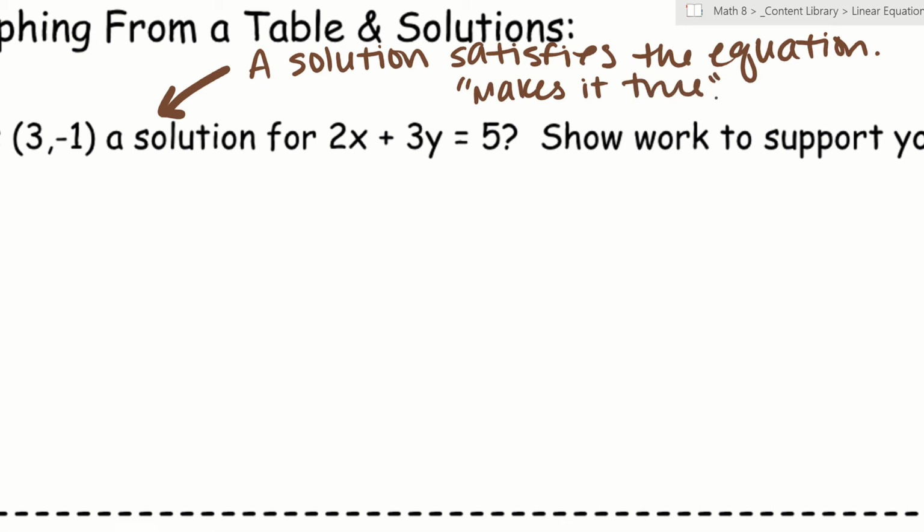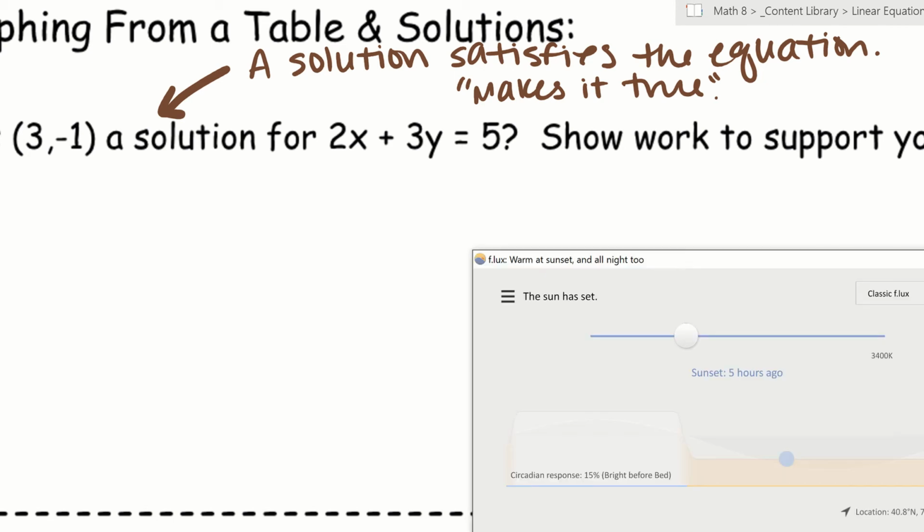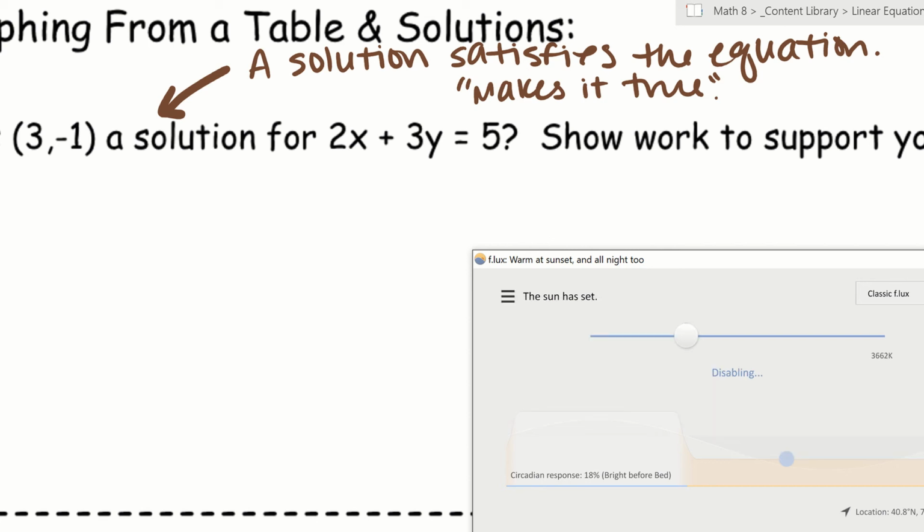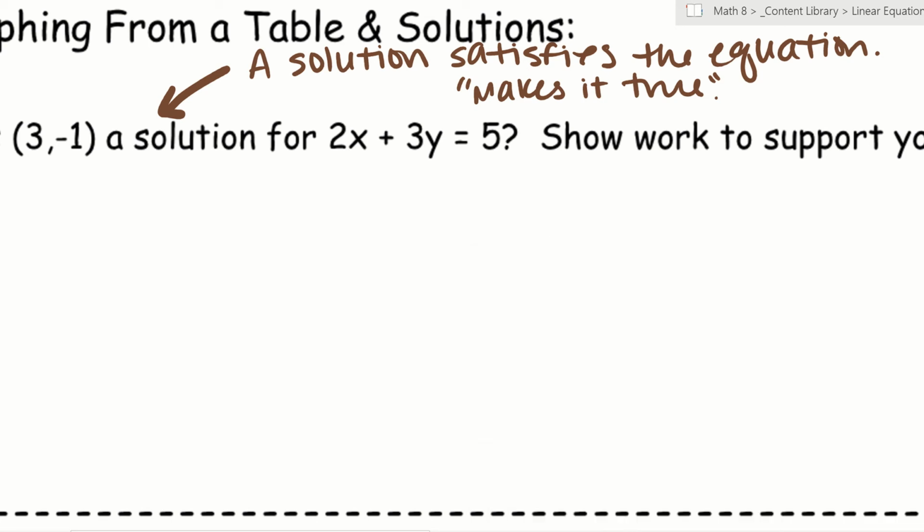Okay, so that's just like how we would solve any old equation. So if it makes it true, oops, my computer is turning funny colors. I have this one app that changes colors so that my eyes don't die after staring at your smartboard all screen.